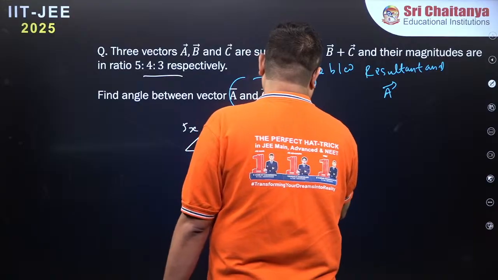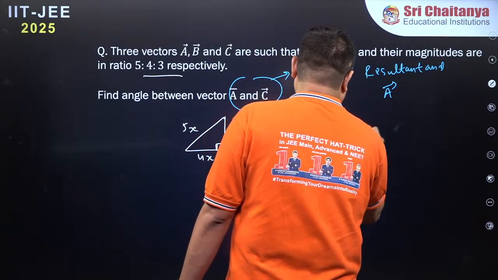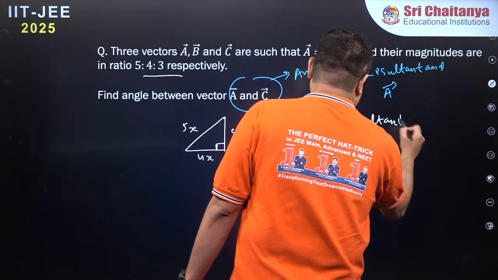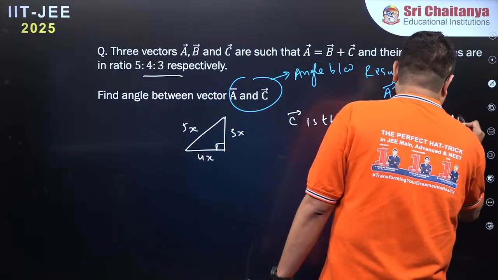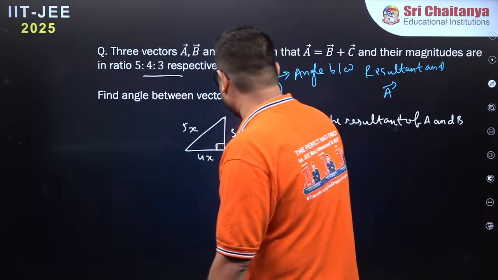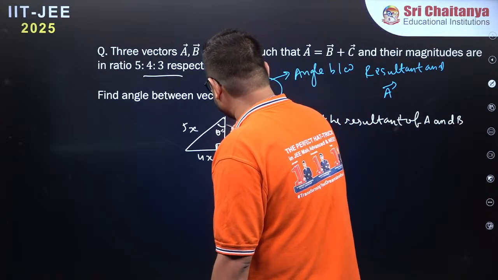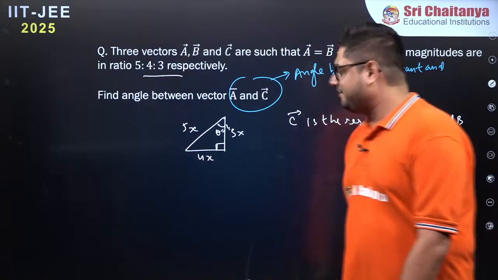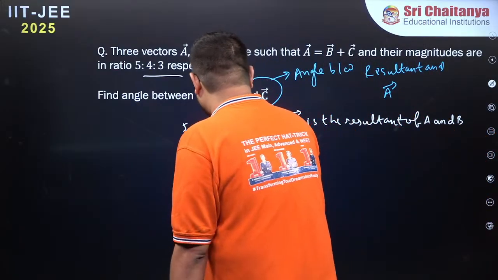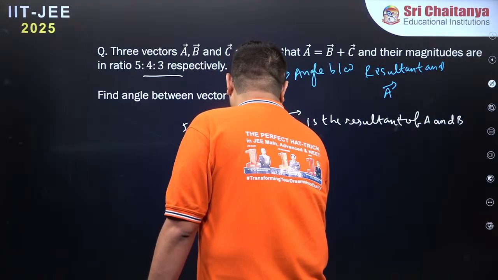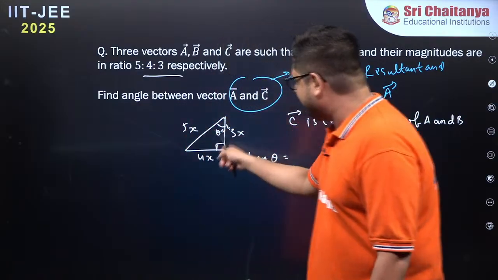C is the resultant of A and B, if I say. Can I say, everyone? So you need to find out the angle in between C and A. Let's say this theta is being asked to be calculated. What should it be, everyone? What do you think? So from the diagram itself, you can see that this tan theta is going to be equal, ratio I am saying, so 5x, 3x, 4x.